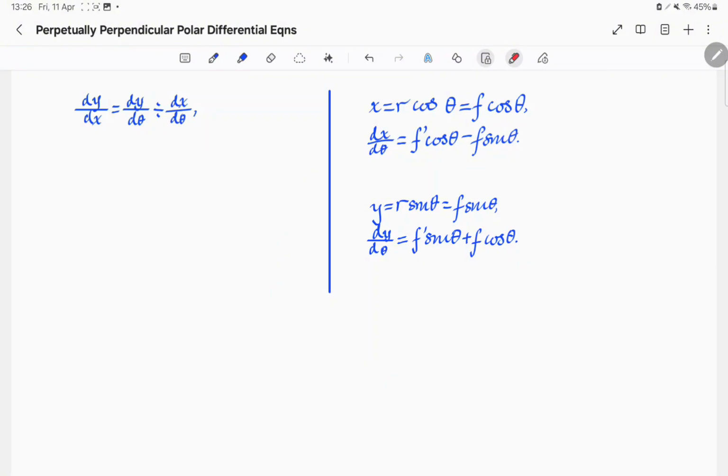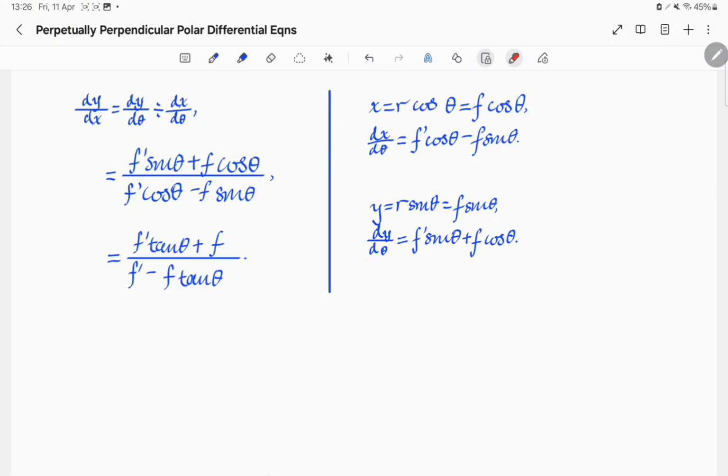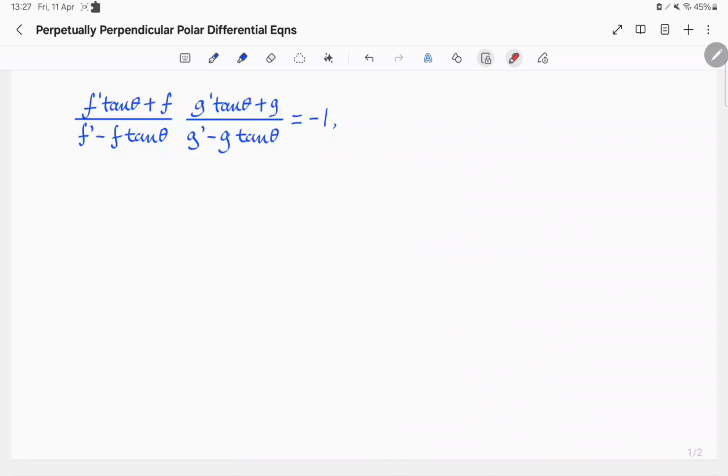Now, back on the left, we have dy by dx is equal to f prime sine theta plus f cosine theta, all over f prime cosine theta take f sine theta. Dividing through by cosine theta, we end up with f prime tangent theta plus f, all over f prime take away f tangent theta. We can now move on to the next part of the question.